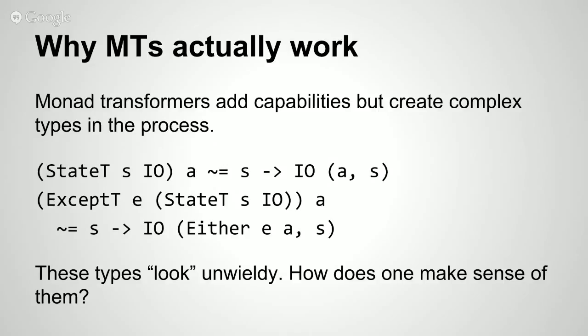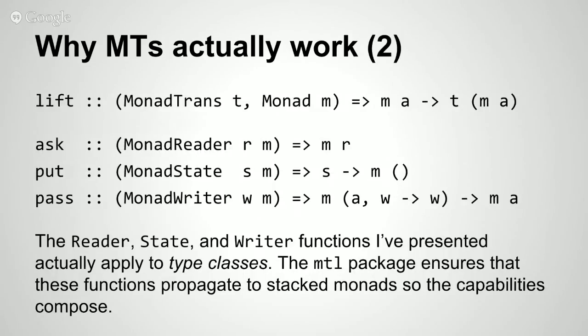And these types start to look unwieldy, especially if you have 3 or 4 things stacked. So how does one actually make sense of them? How does one work with them? Well, let's talk about that. So first of all, there's lift. Lift, if you have a monad transformer T and a monad M. So for an exercise, think about what the kinds of all these things would be. It will lift your M A to a T of M A.